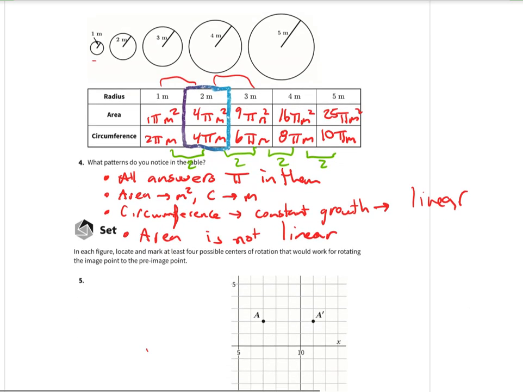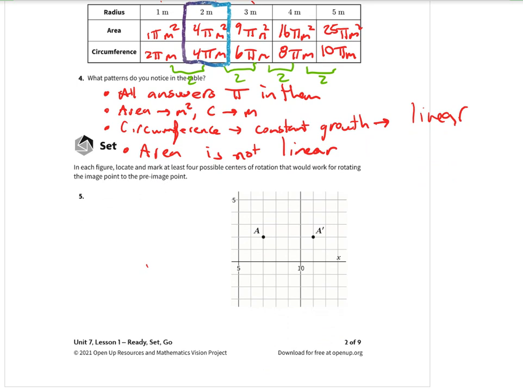All right, now let's progress on to number 5. Here we're talking about marking at least 4 possible centers of rotation that would work for rotating the image to the pre-image point. All right, so that seems like kind of a lot that's just being said there, but this will come up again and again and again with these types of problems. All these centers for rotation points, they're going to lie on what's called the perpendicular bisector of a segment that connects the image and the pre-image.